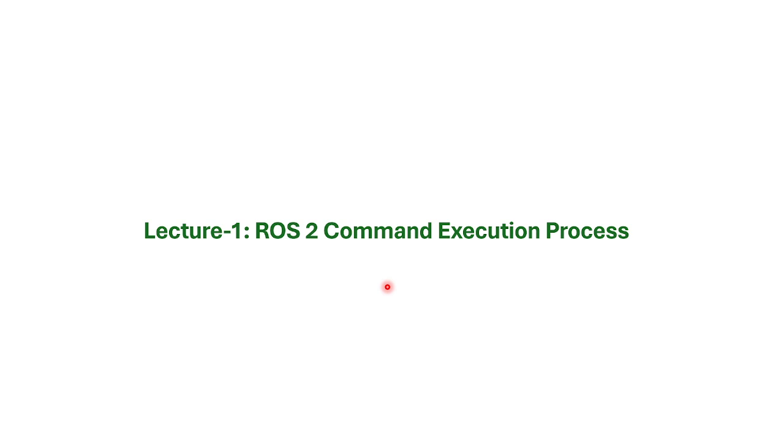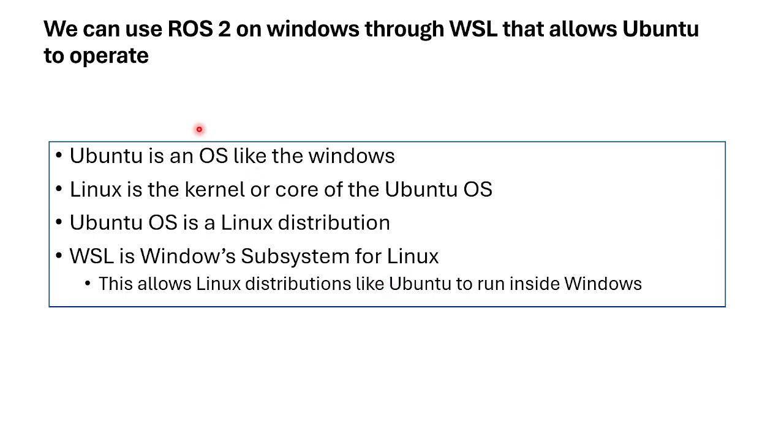So here I'm basically going to be going over the Windows and the operating systems, a rough overview, and how the execution process works. For ROS2, the advantage is that we can use this on Windows through WSL that allows Ubuntu to operate. So what is Ubuntu? Ubuntu is an operating system like Windows, and Linux is the kernel or the core of the Ubuntu operating system. So basically, Ubuntu is a Linux distribution.